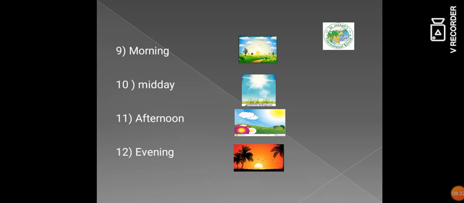Afternoon, when the sun starts to move, and it will be about 2 or 3 p.m. Number 12, evening. Evening, when the sun starts to go down, and it will be 5 or 6 p.m. Okay, guys, these are the most important vocabulary of this unit.